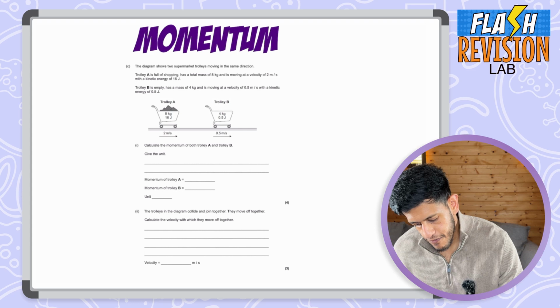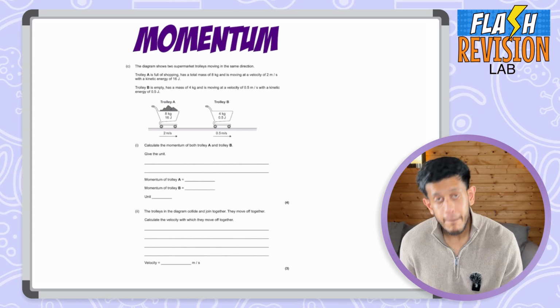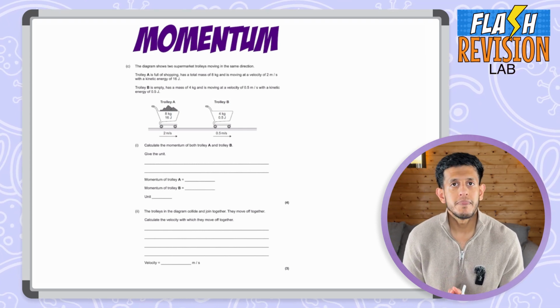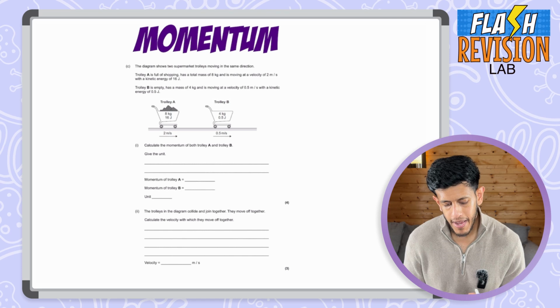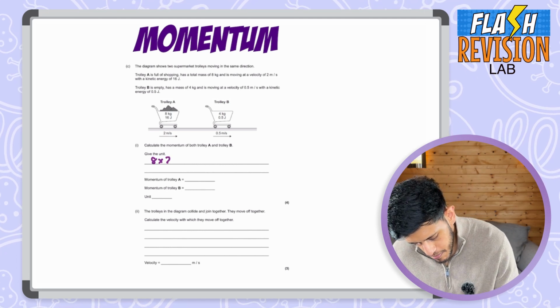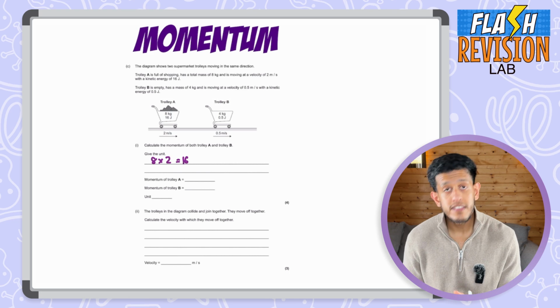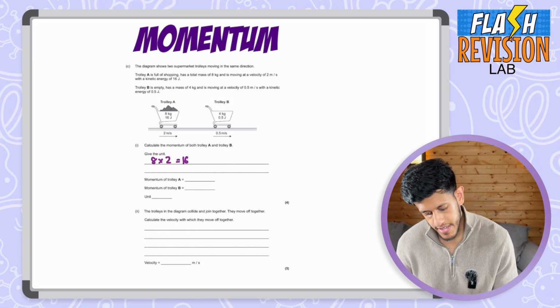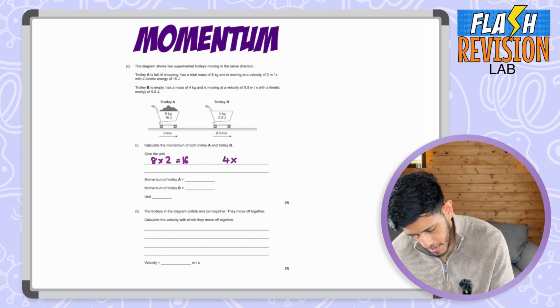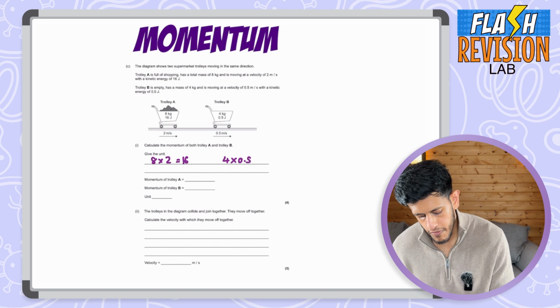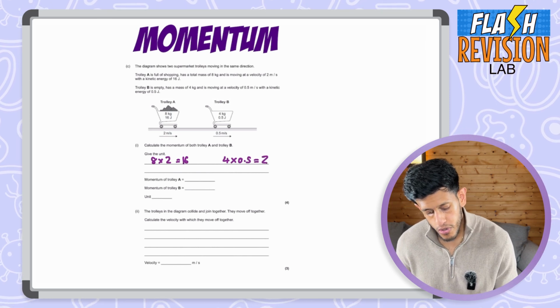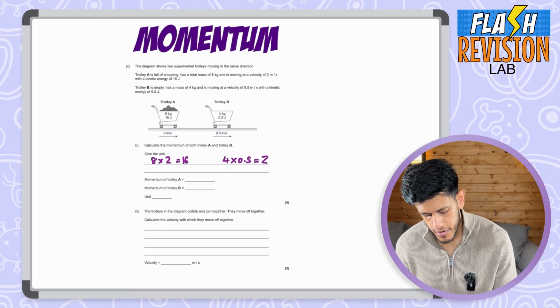So let's say for trolley A, you can see the mass is 8 kilograms. Remember, momentum is mass times velocity. So the mass is 8 kilograms multiplied by 2 for the velocity, which gives 16. And then let's look at trolley B. So it has a mass of 4 kilograms multiplied by the velocity of 0.5 meters per second to give you 2. Now we can put those in each of their respective boxes.